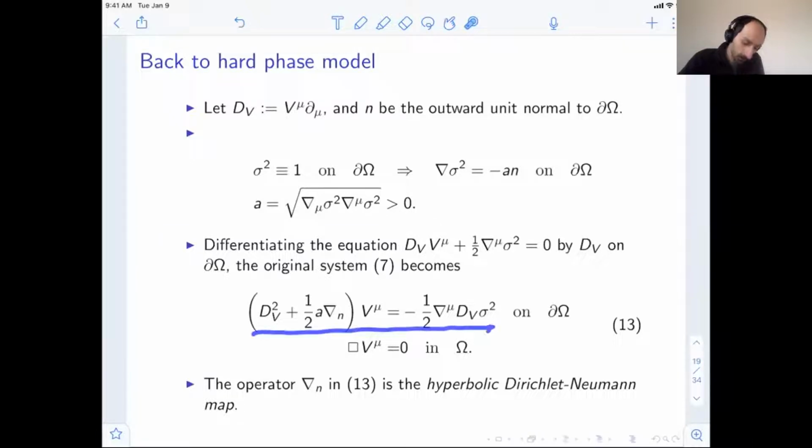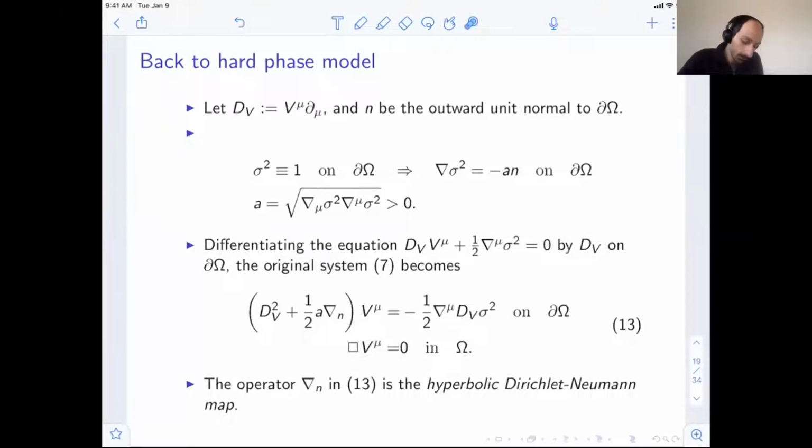So formally, it looks very much like the Newtonian equation, where dv squared plus a nabla n of v is this one derivative of dv sigma squared. And unlike the Newtonian case, this time v doesn't satisfy an elliptic equation inside, but it satisfies a box equation. So I have a coupled boundary and interior wave equation, and this nabla n is no longer the standard Dirichlet-Neumann map. Rather, it's this hyperbolic version, because the box is 0.